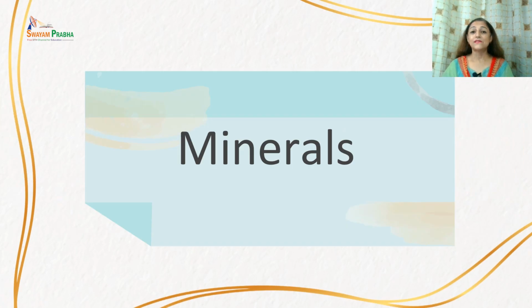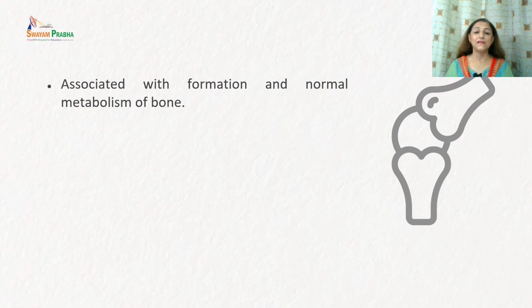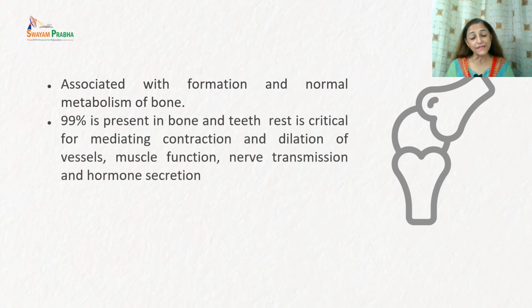Now let us talk about micronutrient needs of the elderlies and start with the requirements of various minerals. Calcium is very important for the elderly, and it is associated with formation and normal metabolism of bones inside our body. And 99% of calcium is present in the bone and teeth. That is the hard part of our body.